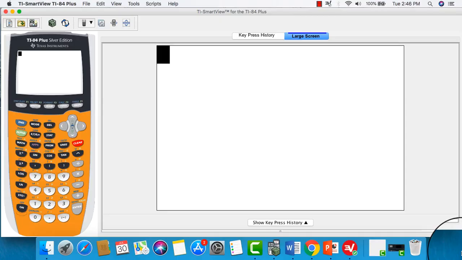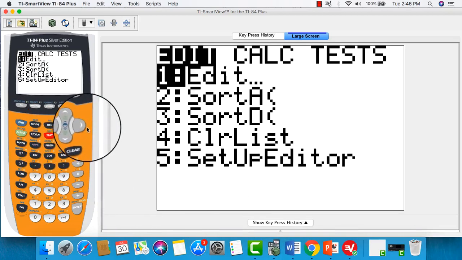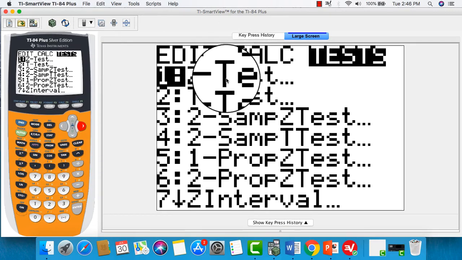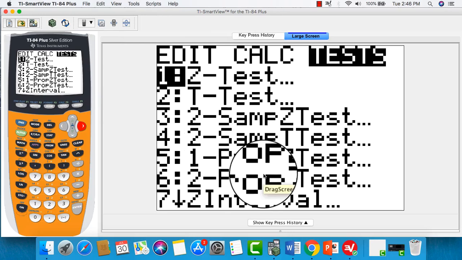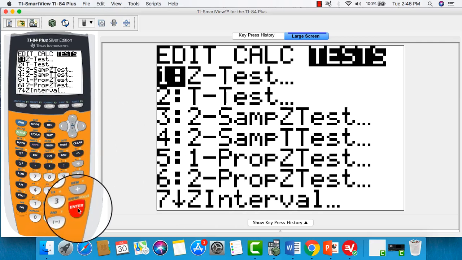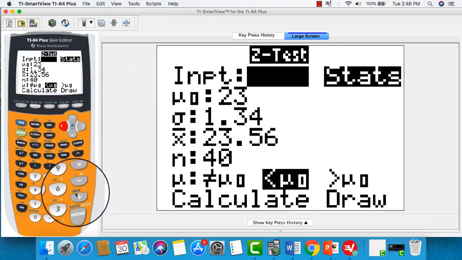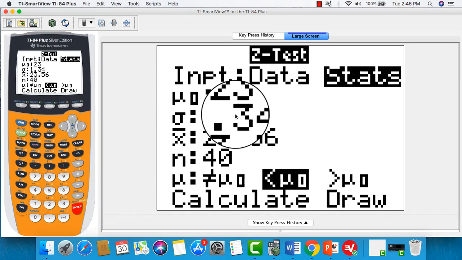Let's do it. Okay, so we have the calculator. I want you to go to stats, and then from there, go to tests. You can see here that you have Z test, T test, two sample Z test, and so on. This calculator is incredible for any class, anyone taking AP Stats, QMB, or basically just statistics. You're going to click on Z test, and if it's under data by mistake, just put it under stats, because the stats are given.